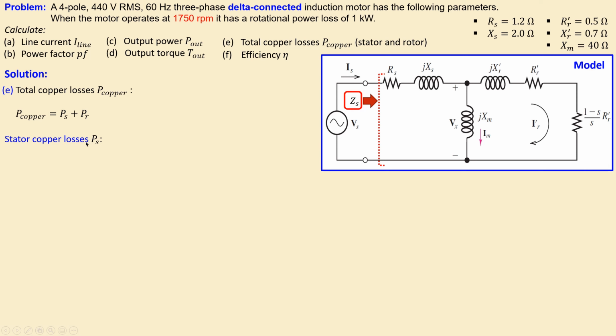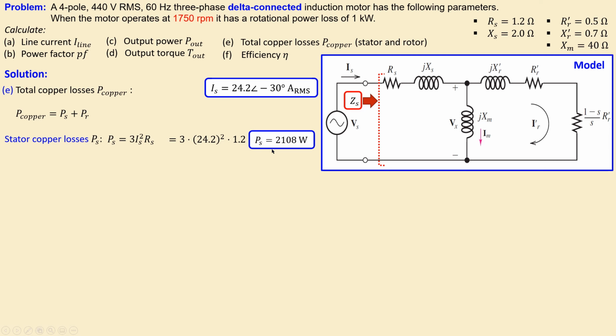So we have the stator copper losses, which is given by this expression, again 3 times I squared R, as you can see here. And we need this current, and also this resistor value, and multiply it by 3. So we need this current, which is 24.2 amps in RMS. We just calculated that, of course. Now we can just substitute the values, and also 1.4, which is given here in the information. We get 2.11 approximately kilowatts, or 2108 watts for our stator copper losses.